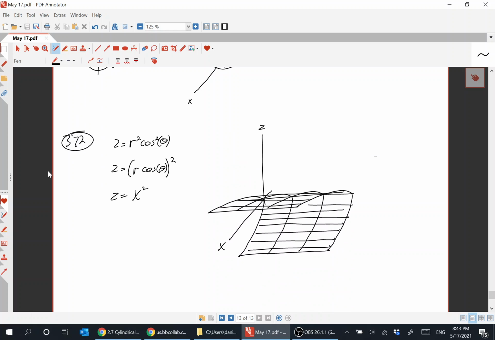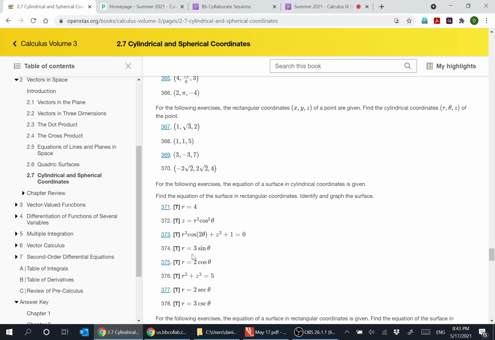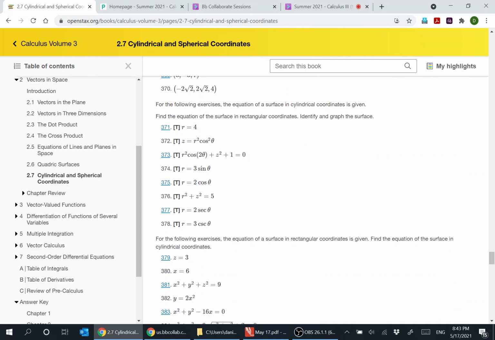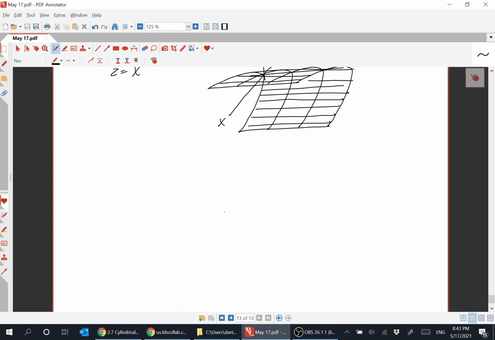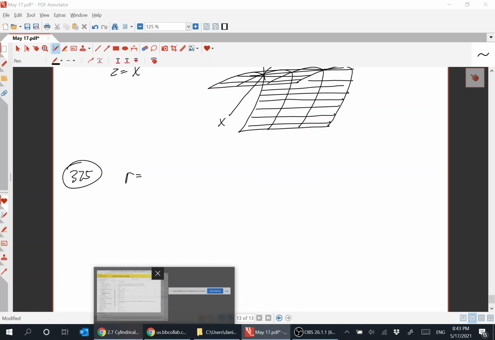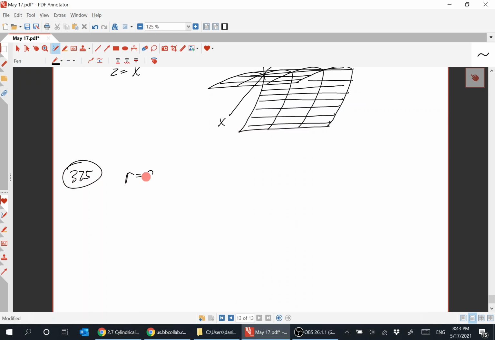So that's 372. Now 375. Well, actually, we are out of time. So this is just r equals 2 cosine. Oh, let me show you how that goes real quick. So 375. That's a good one. So r equals 2 cosine theta.